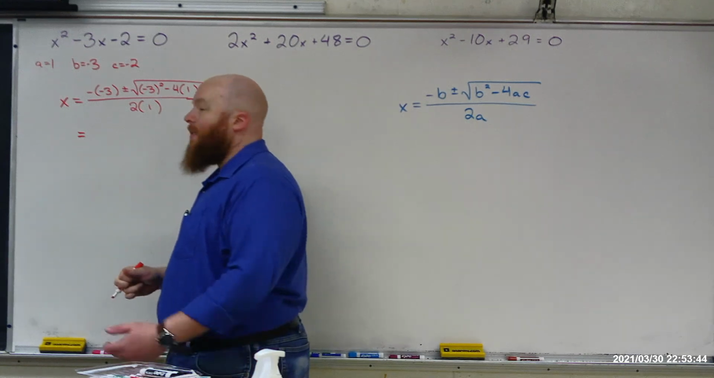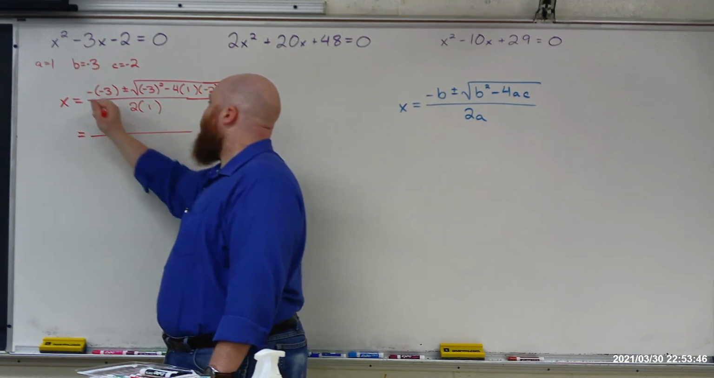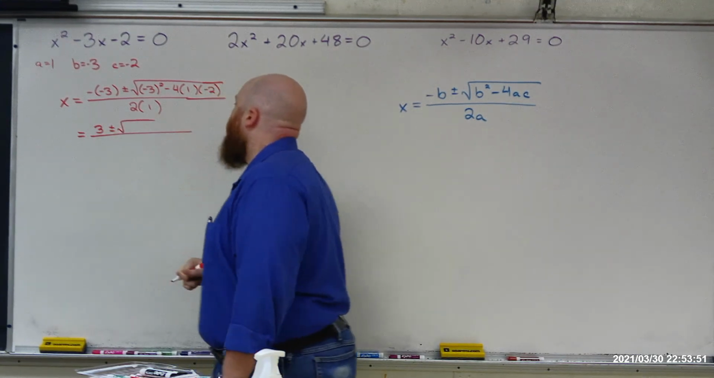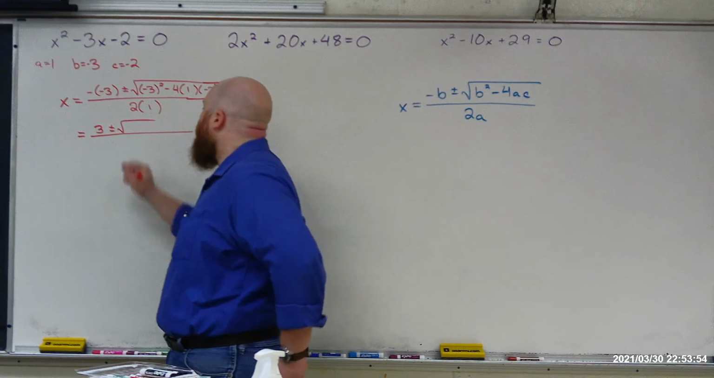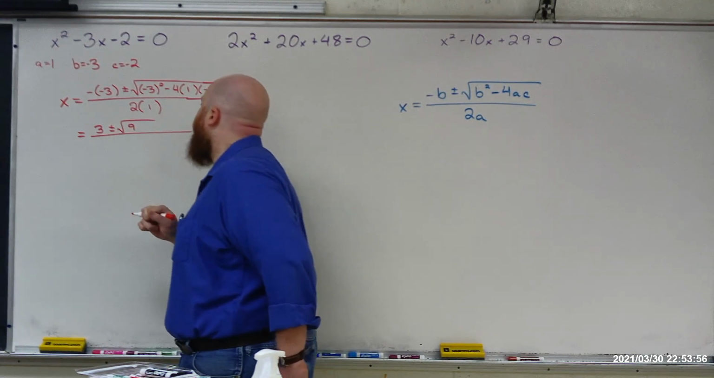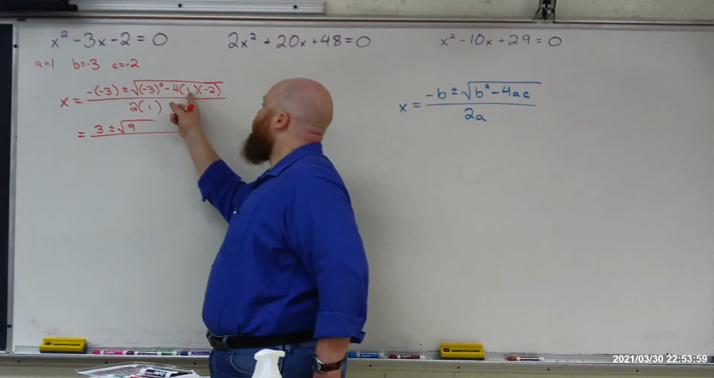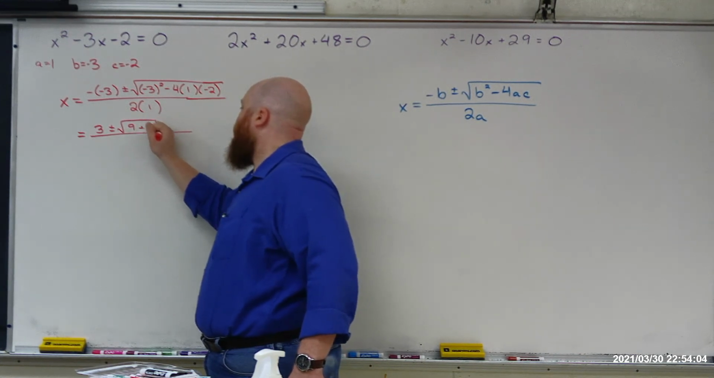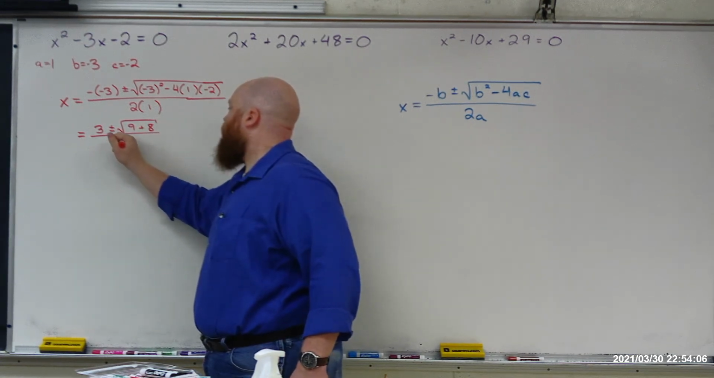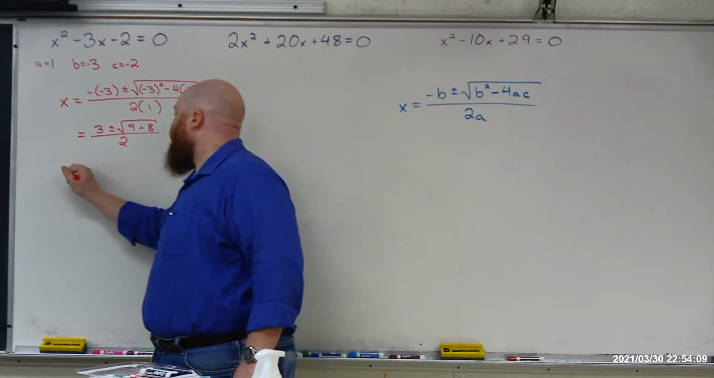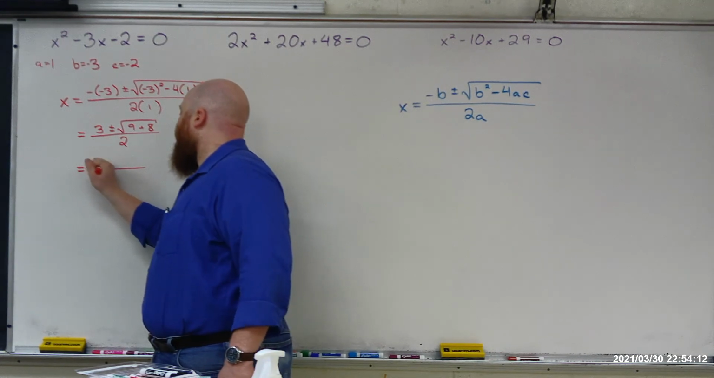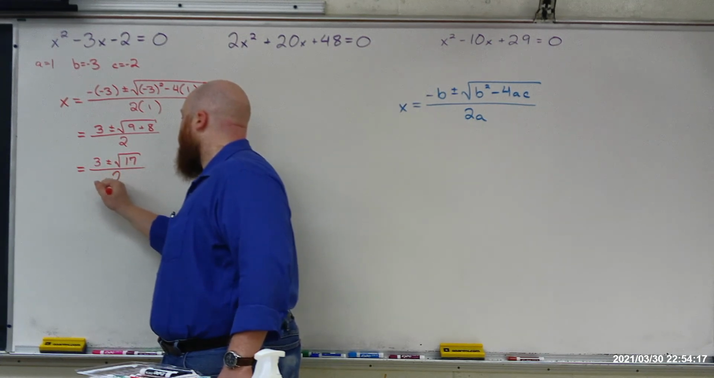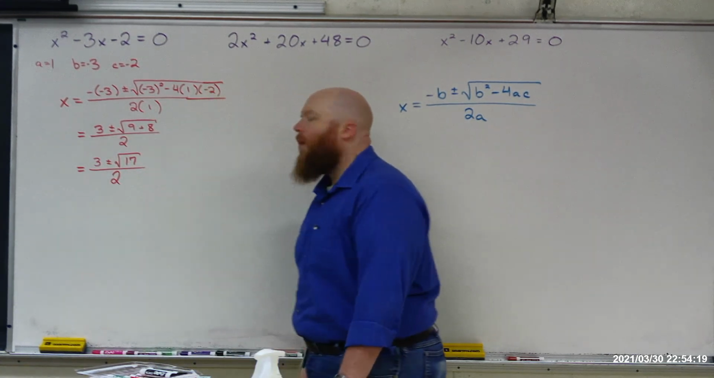I then go ahead and simplify. -3, well, that's just 3, plus or minus the square root of -3 squared is +9. Minus 4 times 1 is -4, times -2 is +8. All over 2 times 1 is 2. Keep simplifying. 3 plus or minus the square root of 9 plus 8 is 17. All over 2. That is as far as that can be simplified.